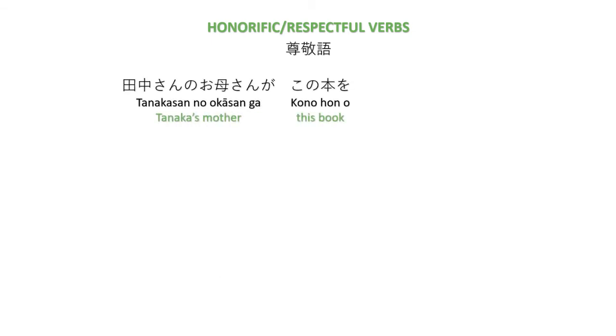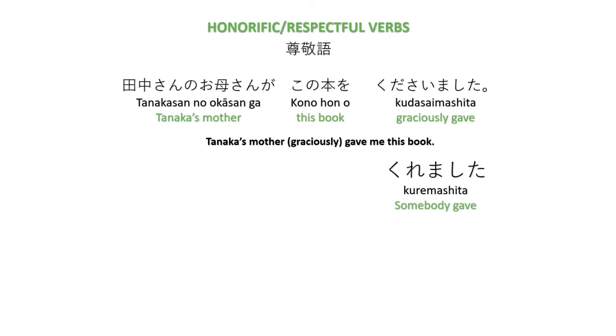Tanaka-san no okaasan ga kono hon o kudasaimashita. Tanaka's mother graciously gave me this book. Here, the polite verb is kuremashita. We can say, Tanaka-san no okaasan ga kono hon o kuremashita. That is the polite form. But when we are respecting the mother of Tanaka, instead of just using the polite form, we use kudasaimashita. Graciously gave. You are saying to that person that you are talking to that you respect Tanaka's mother.